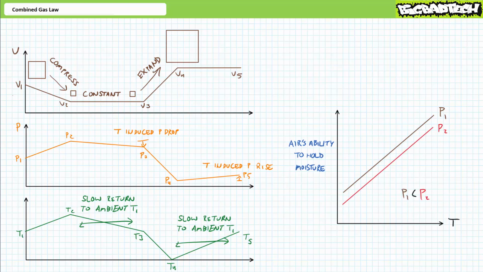Now let's include plots for increased pressure P2 and increased pressure P3. Given constant temperature, if we increase pressure from P1 to P2, air can hold less moisture. Given constant temperature, if we increase pressure from P2 to P3, air can hold even less moisture. In summary, higher pressure air holds less moisture, lower pressure air more.